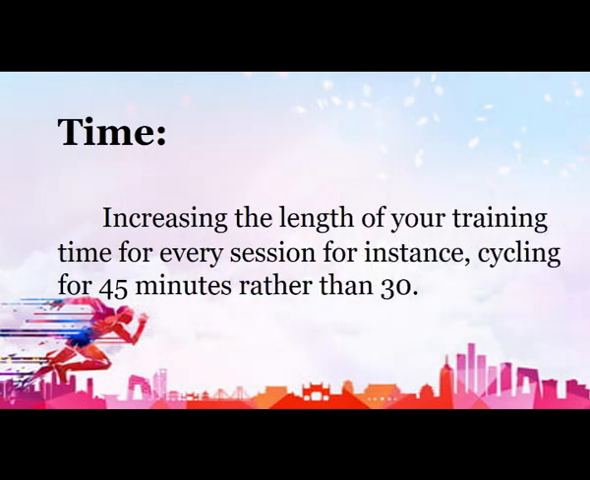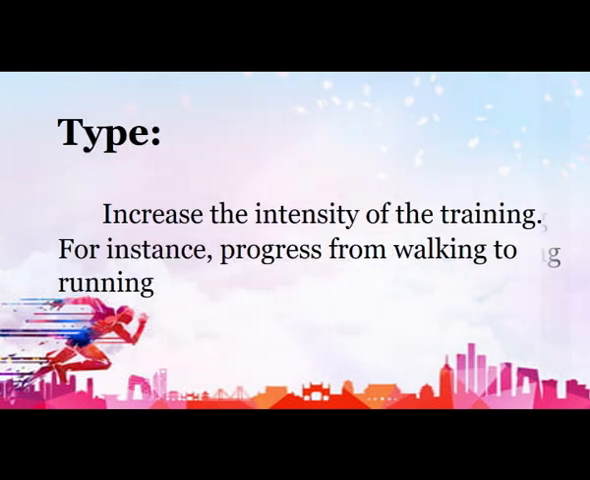T for time. Time, increasing the length of your training time for every session, for instance, cycling for 45 minutes rather than 30. T for type. Type, increase the intensity of the training. For instance, progress from walking to running.